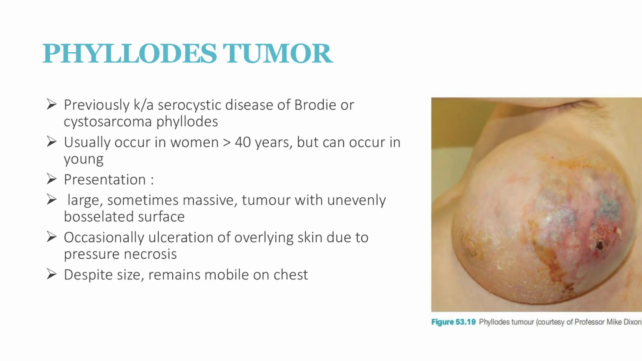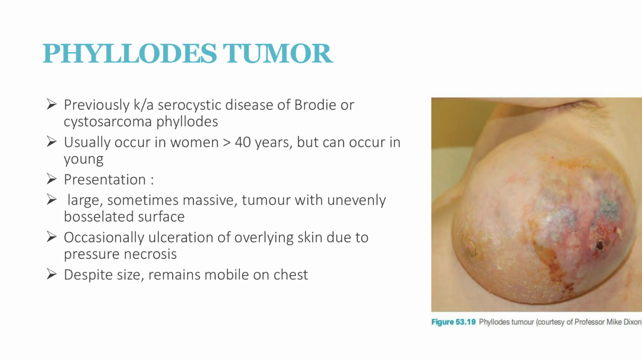Now I want to talk something about the phyllodes tumor. Previously it was known as serocystic disease of Brodie or cystosarcoma phyllodes. It usually occurs in women more than 40 years of age, but it is not certain. It occurs in young people also.